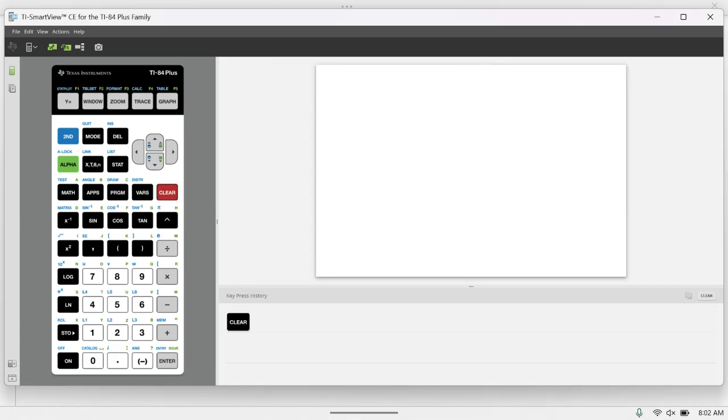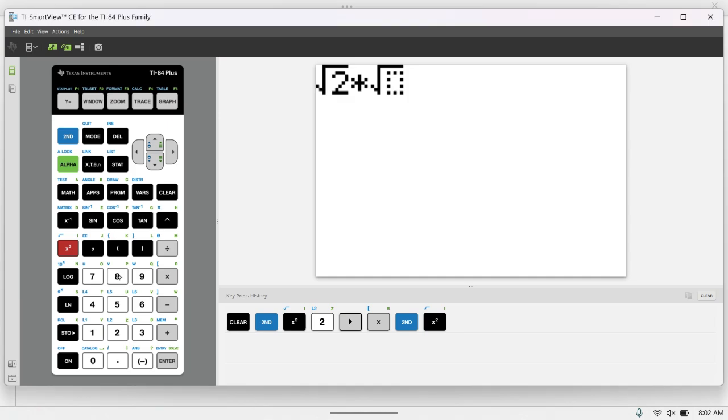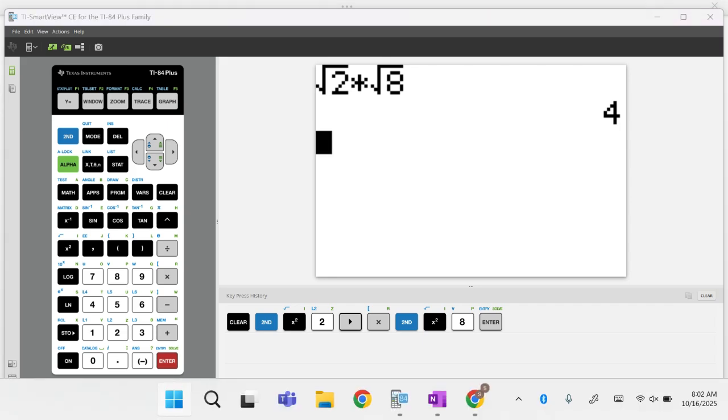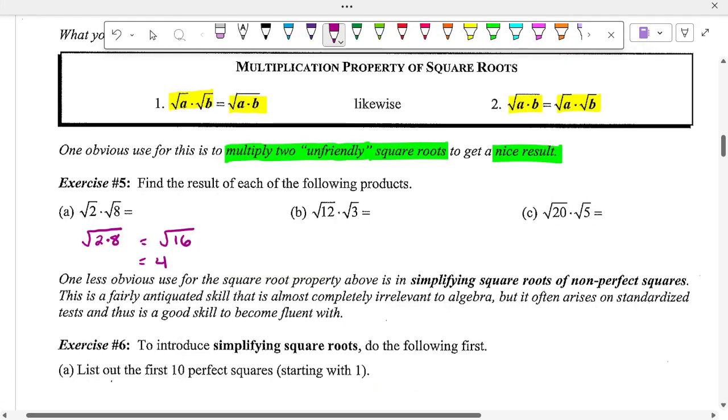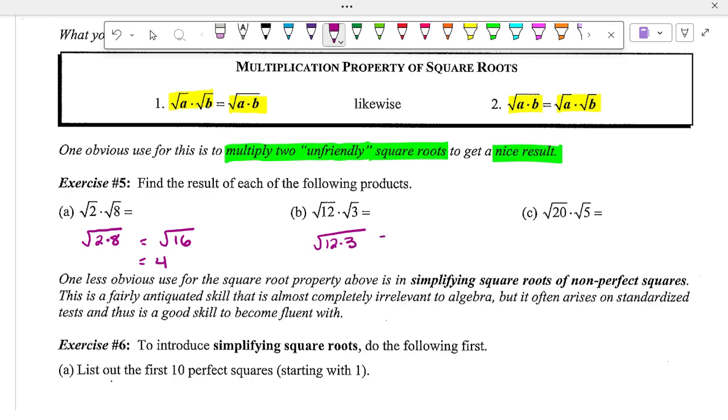All right. So let's say I put the square root of 2 times the square root of 8. And hopefully I get 4, which I do. All right. So that property does actually work. So I could rewrite this as a square root of 12 times 3. So square root of 36, which is 6. What about the last one?